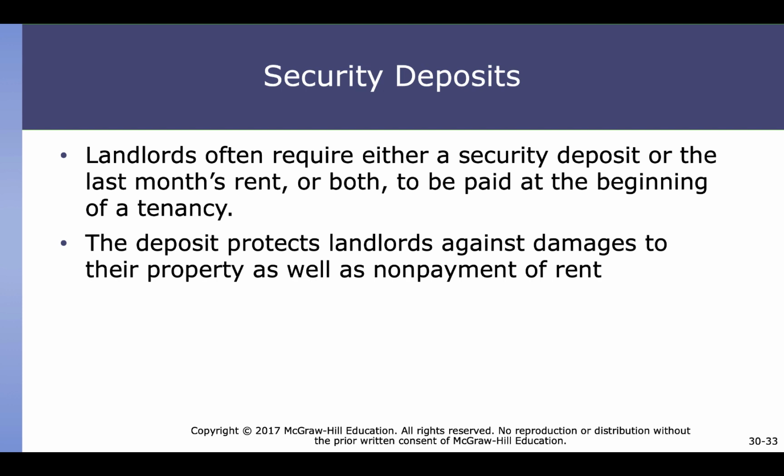In a rental, it's common to have a required security deposit. It's generally either a whole month's rent or a portion of a whole month's rent. And then landlords often require the last month's rent or both to be paid at the beginning of a tenancy. The deposit is going to protect a landlord against damages to their property as well as non-payment of rent.